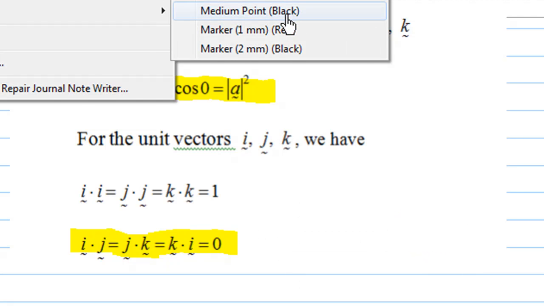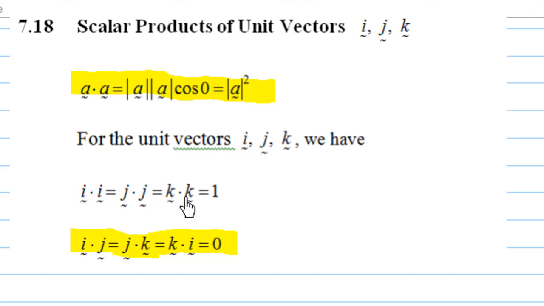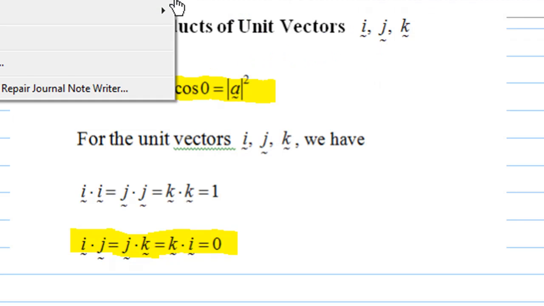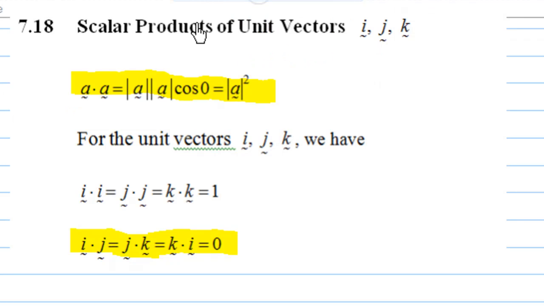On the other hand, since i and j are unit vectors, the length of i is 1, right? The length of j is also 1, the length of k is also 1. So when you square, the length will be 1. So we have i dot i equal to 1, j dot j equal to 1, and k dot k equal to 1.